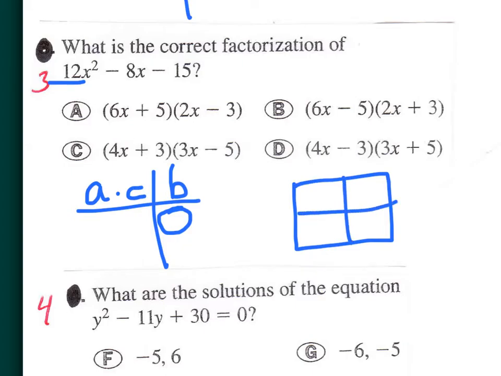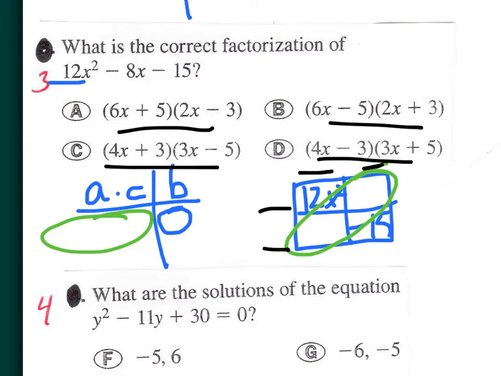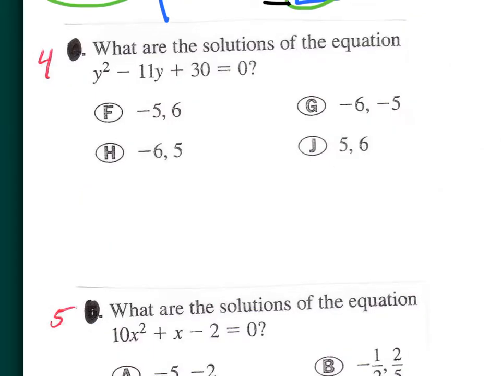Remember, first box, first term, so 12x squared. Last box, last term. And these boxes here are going to be whatever factors you get. Then pull out the term here, here, here, and here, and that'll tell you what goes in your parentheses. Okay, good luck. On number 4, what are the solutions of the equation y squared minus 11y plus 30 equals 0?